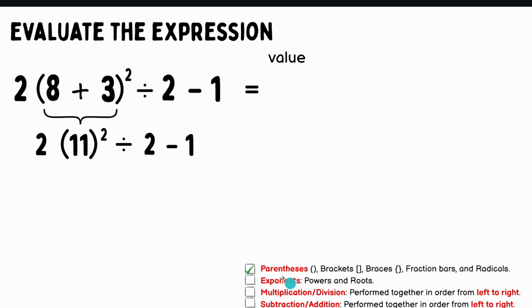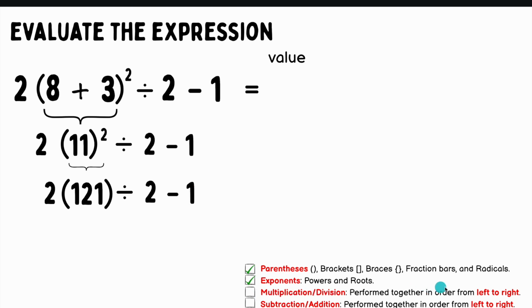Let's look for exponents. I see an exponent, so I will do 11 squared, or 11 to the second power. 11 times 11 equals 121. Now we can check off exponents. Let's bring everything down. We have 2 times 121. We don't need the squared because we already did that. Divided by 2 minus 1.